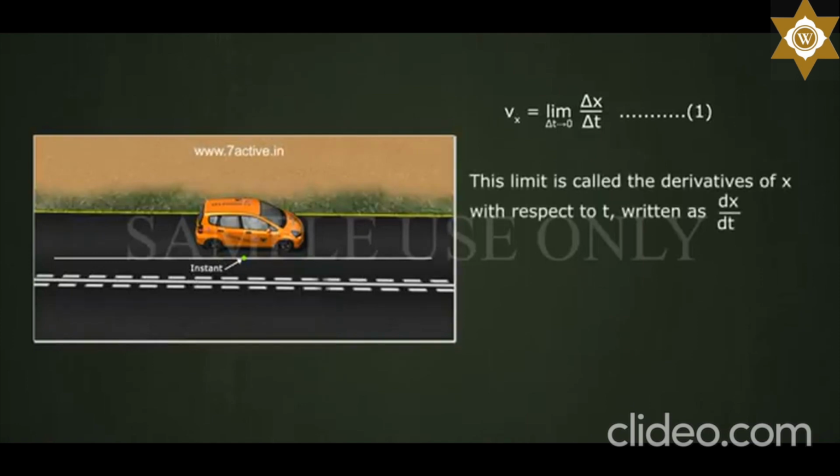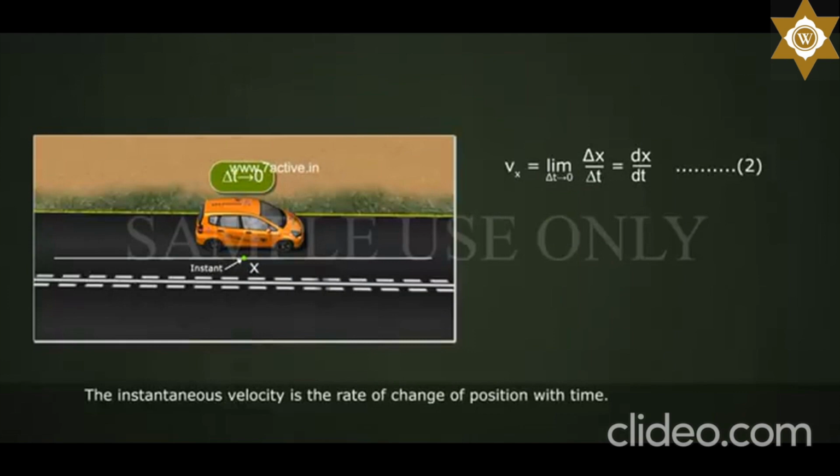This limit is called the derivative of x with respect to t, written as dx by dt. Vx equals limit delta t tends to 0 of delta x by delta t, which equals dx by dt. The instantaneous velocity is the rate of change of position with time.